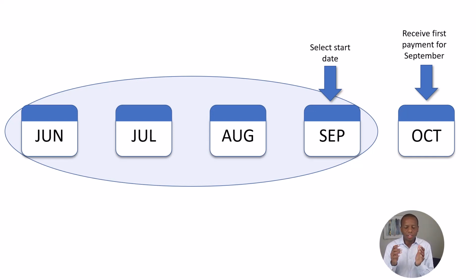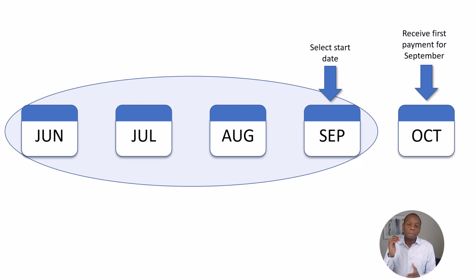Let's assume that you want your first benefit check to arrive in October. Well, then your start date would be September, right? That check that you receive in October will be for September because payments are made in arrears. And you don't have to wait until the last second. You don't have to wait until September either to select it as the start date.